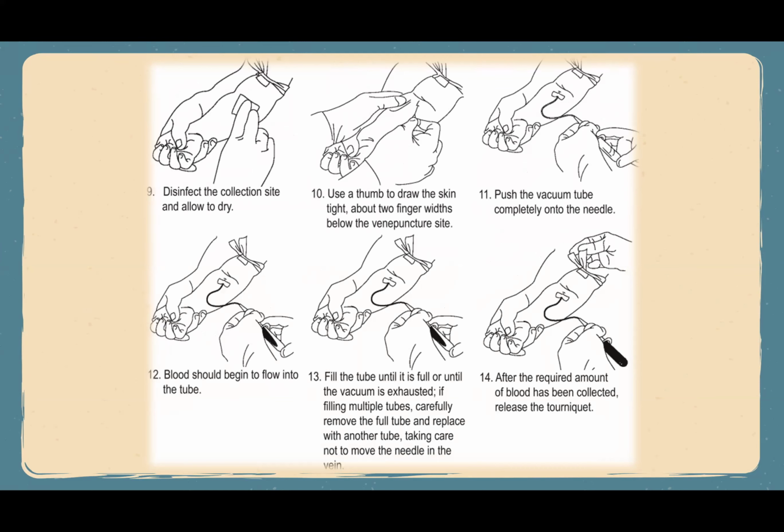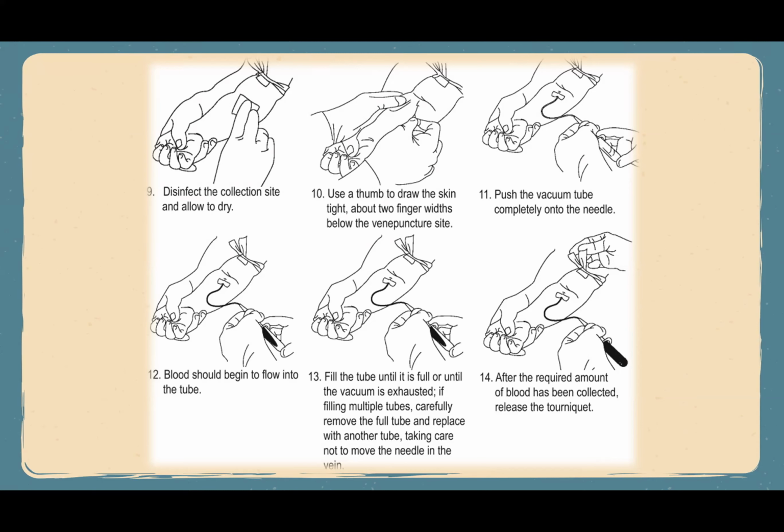And then we need to use our thumb to draw the skin tight before we puncture the vein, about 2 finger widths below the venipuncture site. And then after we puncture the vein, we need to push the vacuum tube completely onto the needle. And next, we need to check for flashback in the tube. So the blood should begin to flow into the tube.